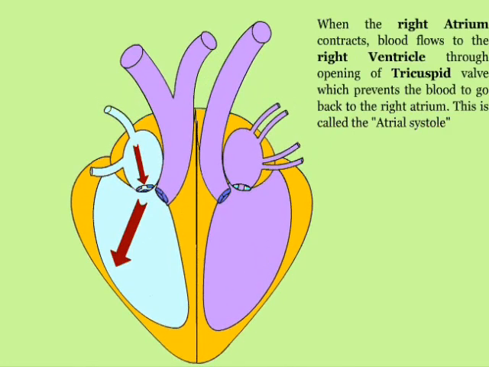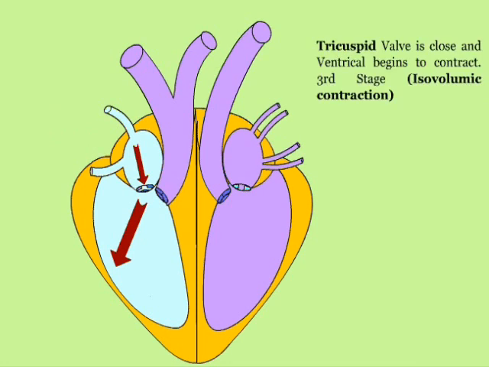When the right atrium contracts, blood flows to the right ventricle through opening of tricuspid valve, which prevents the blood from going back to the right atrium. This is called the atrial systole. Tricuspid valve is closed and ventricle begins to contract.